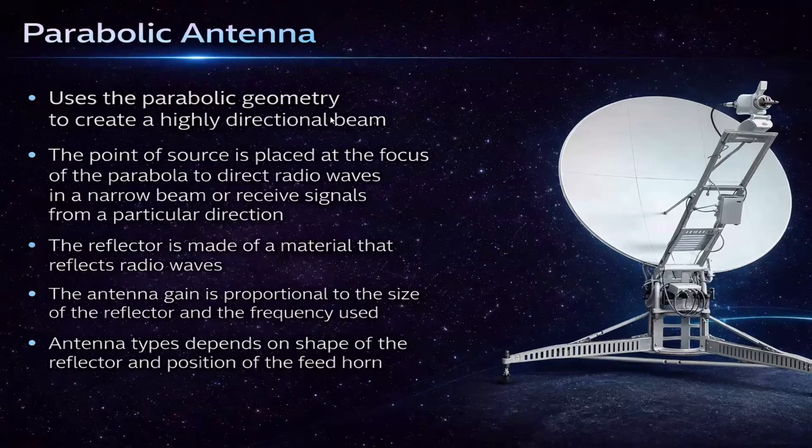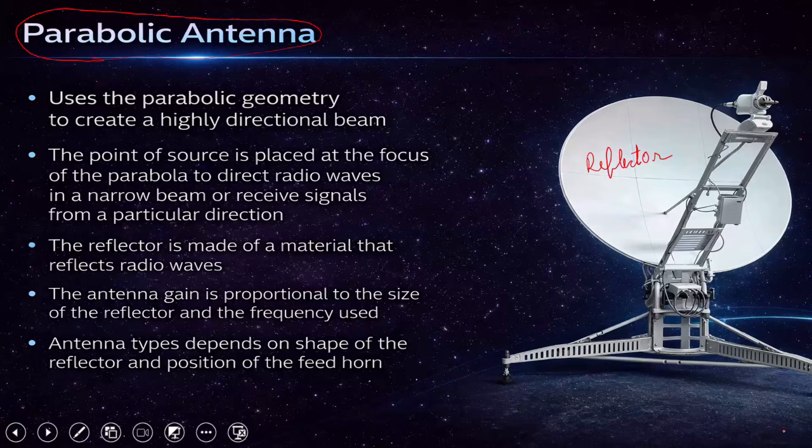Then we have parabolic antennas. Now let's understand one of the most important antenna types used in satellite communications, that is parabolic antennas. Parabolic antennas use a curved reflector to create a highly directional beam. So what is the basic principle? The key concept is this parabolic geometry.